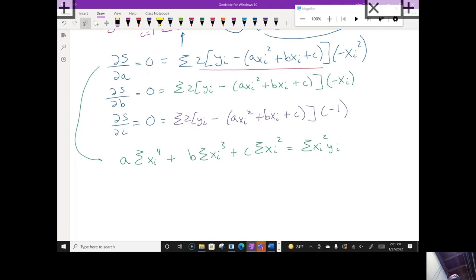Can everyone see where this green line came from? If you multiply negative xi squared times negative ax squared, what do you get? That, right? Next one, negative xi squared times bxi is that one, right? Do the same thing with c, and then I multiplied this times yi. Okay, where did the 2 go?